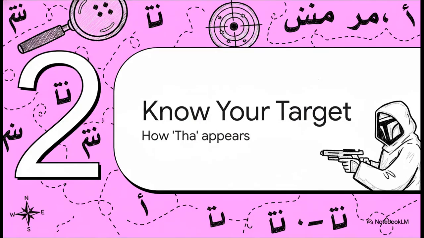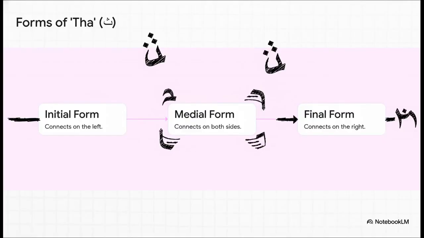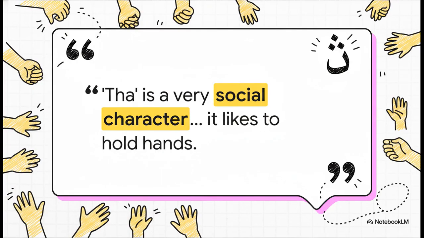All right, time to know your target. We need to know how tha appears out there in the wild because, well, it's a master of disguise. So here's the deal. Tha is a bit of a chameleon. Its shape changes depending on its friends. See, at the start of a word, it kind of opens up and connects to the letter on its left. But if it's stuck in the middle, it connects on both sides, like it's holding hands in a long chain. And then, at the very end of a word, it finally relaxes, connects to the letter before it, and goes back to its full original boat shape. Yeah, you can really think of tha as a super social character. It just loves to hold hands with the letters around it.